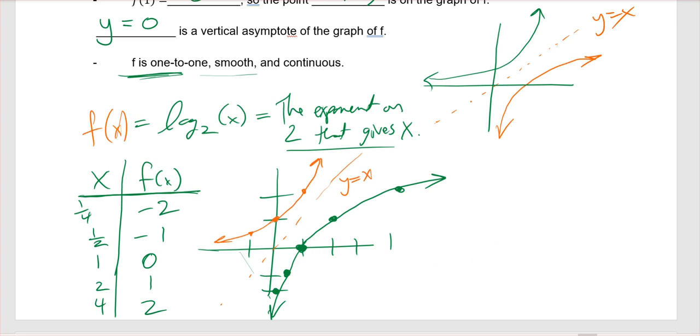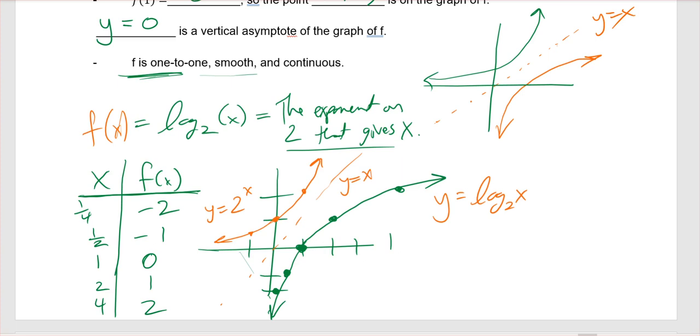So here is y equal log base 2 of x. Here is y equal 2 to the x. So lo and behold, they are reflections of each other about that line. Okay, so we don't want to get too crazy about the graph and stuff at this point, but we should be thinking about it.